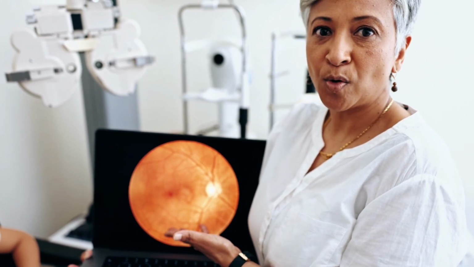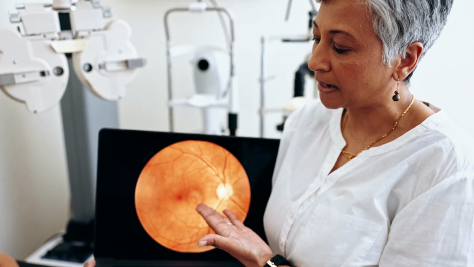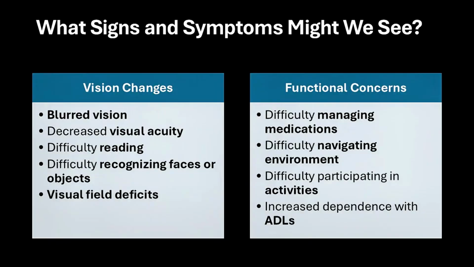Diabetic retinopathy can affect vision, safety, daily function, and overall quality of life. Residents with diabetic retinopathy may experience blurred vision, decreased visual acuity, difficulty reading, or trouble recognizing faces and objects. These vision changes can also affect daily function. Some residents may have difficulty managing medications, navigating their environment, participating in activities, or completing everyday tasks independently.